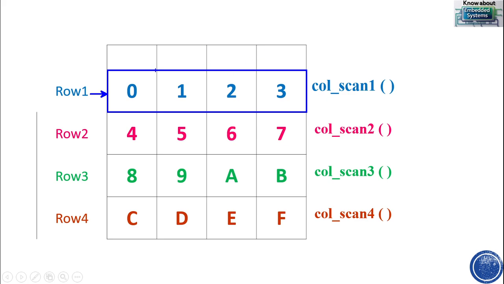For each row there is one column scan. For row 1, I have column scan 1. Similarly, for row 2, I have column scan 2, which corresponds to 4, 5, 6, 7, and row 3 has column scan 3, where I can identify 8, 9, A, B. Row 4 has column scan 4, with the keys C, D, E, F. Whenever a row is identified, the corresponding column scan follows. So totally I'll have 4 column scans and 1 row scan, so totally 5. Let us move to the coding part.